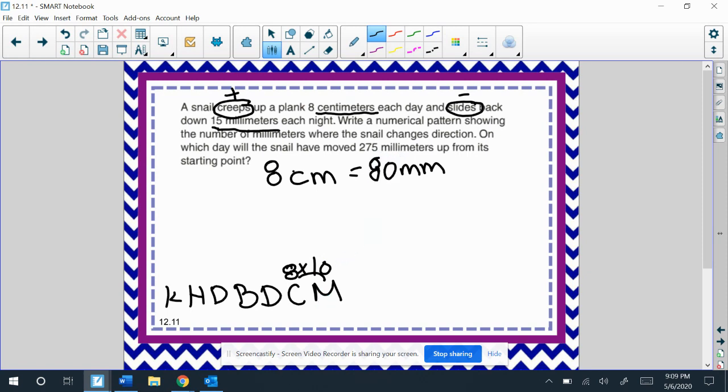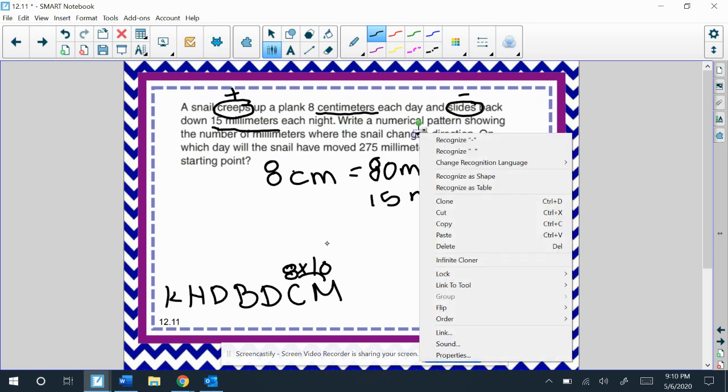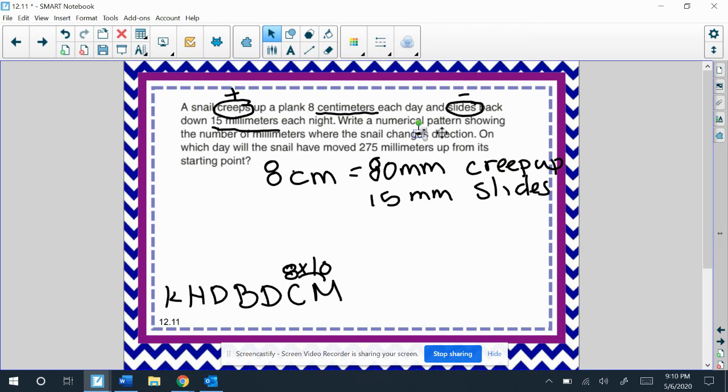Now that I have 80 millimeters, which is the creeps up, and I have 15 millimeters, which is the slides, I can now solve this problem. We are going to write a number pattern showing the number of millimeters where the snail changes direction. On which day will it have moved that far?